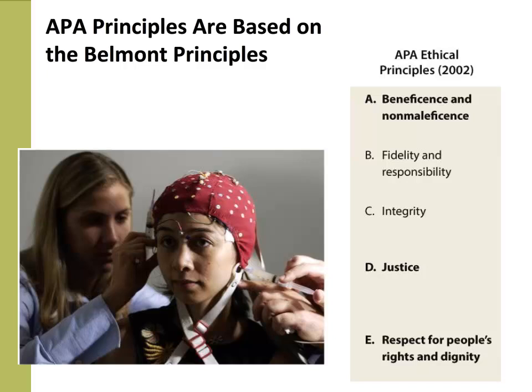And then, of course, respect for people's rights and dignity. So you give people informed consent, give them a good idea of what they're getting into, provide special protections for those vulnerable populations, and allow people to opt out if that's what they'd prefer to do. The APA has added 2 more ethical principles to this list. So first we have their Principle B, fidelity and responsibility.